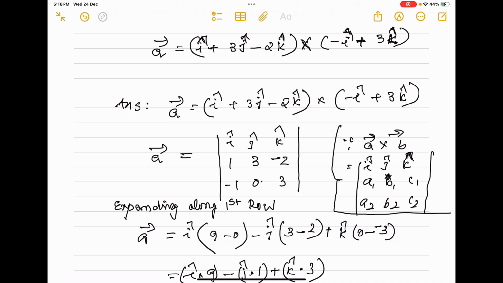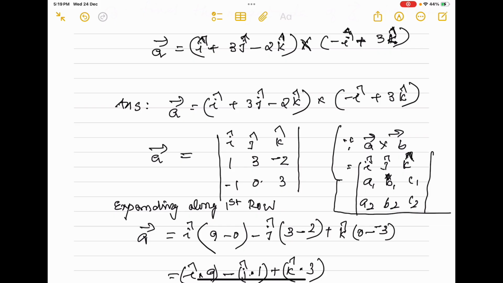By expanding along the first row, we get i cap into, delete the first row and first column in which i cap lies. Then the remaining determinant is 3, negative 2, 0, 3. Multiply 3 into 3, cross it: 9 minus 0. Minus j cap into, again delete the row and column in which j cap lies, so the first row and second column. So 1, negative 2, negative 1, 3. Multiply it, cross it: 1 into 3, 3, minus negative 1 into negative 2, 2.